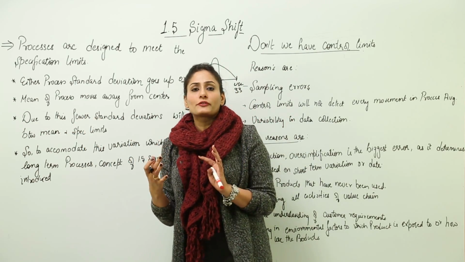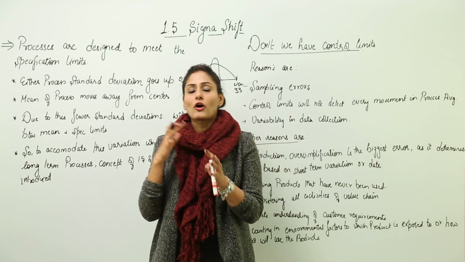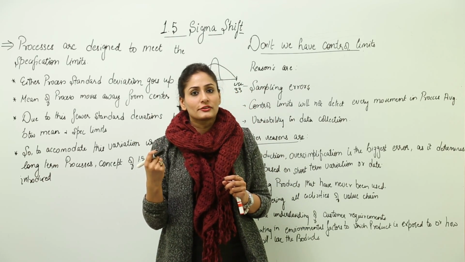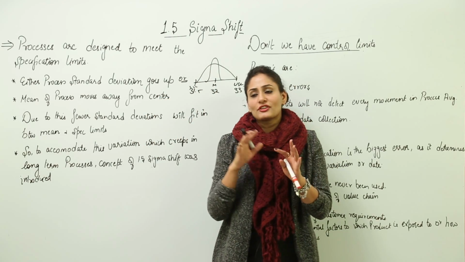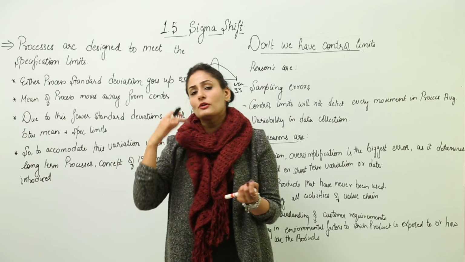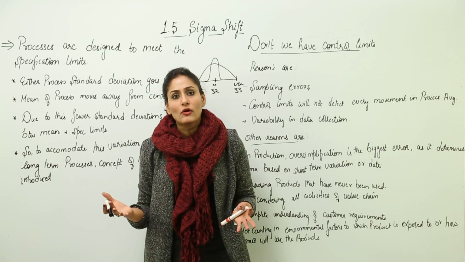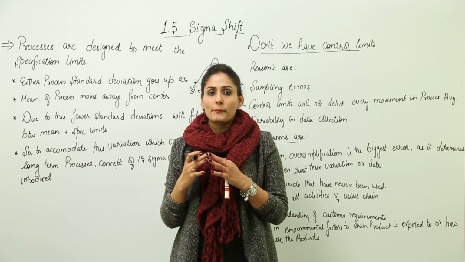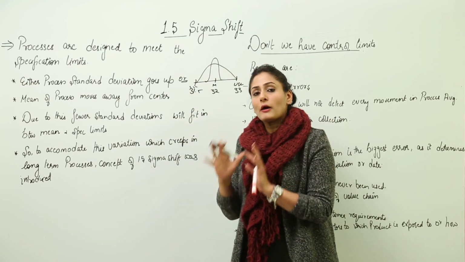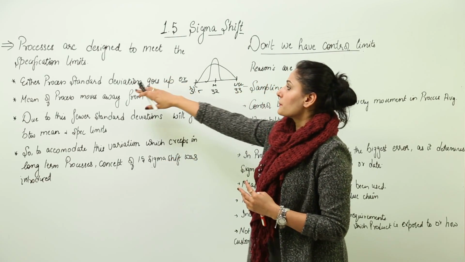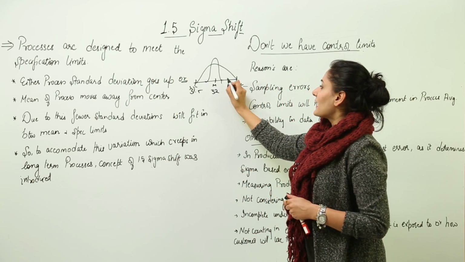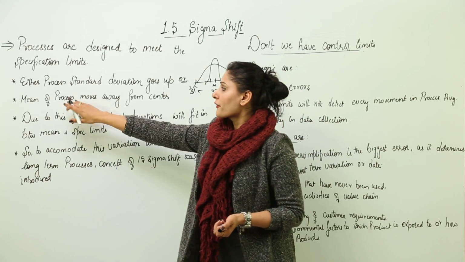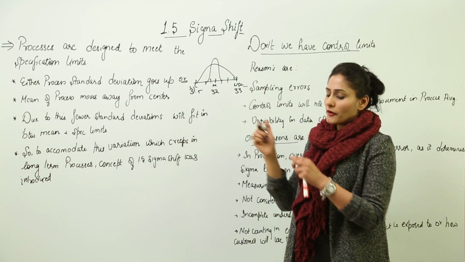But according to the law of thermodynamics, entropy enters. When we talk about long-term processes, entropy enters, and this means variation enters. So in the short term, we only see the chance cause of variation, but in the long term, we also have to face the assignable cause of variation. This variation is bound to come into our processes, and what would happen? Either the process standard deviation would change, whatever it was earlier, or the mean of the process moves away from the center.